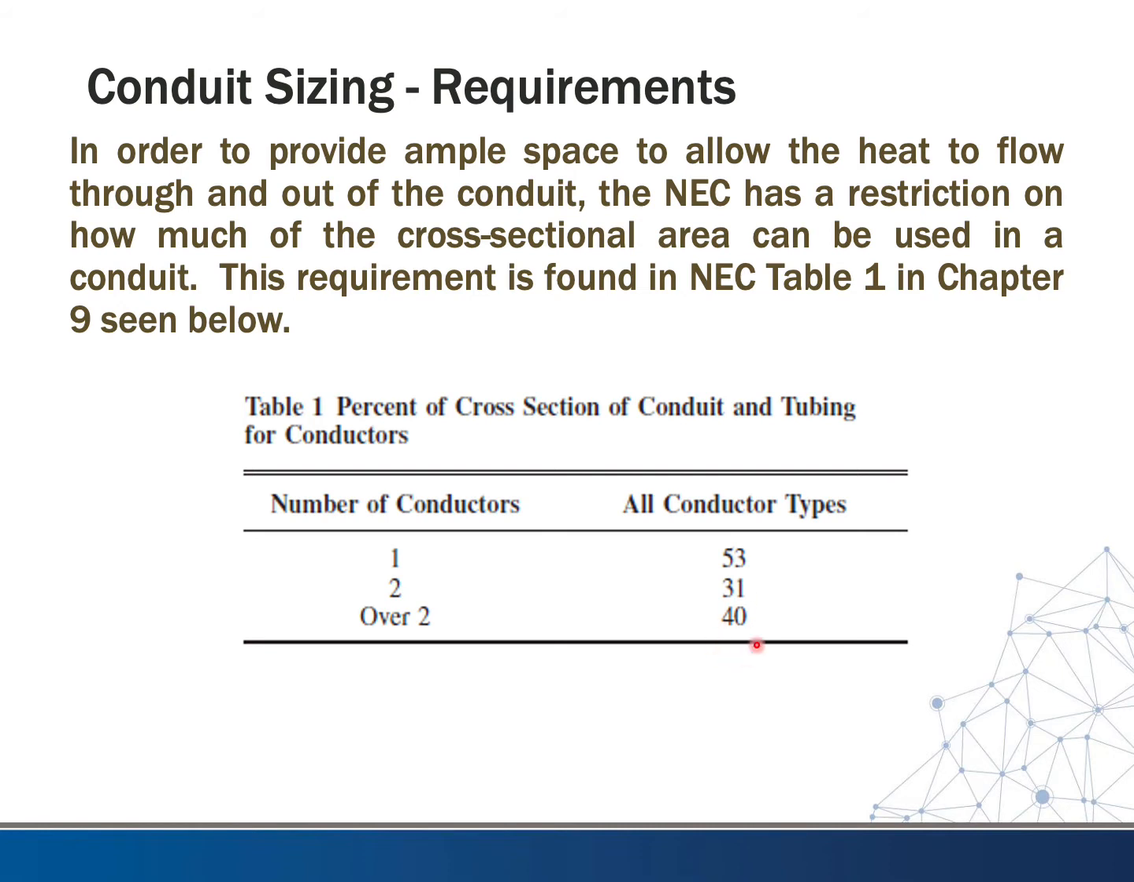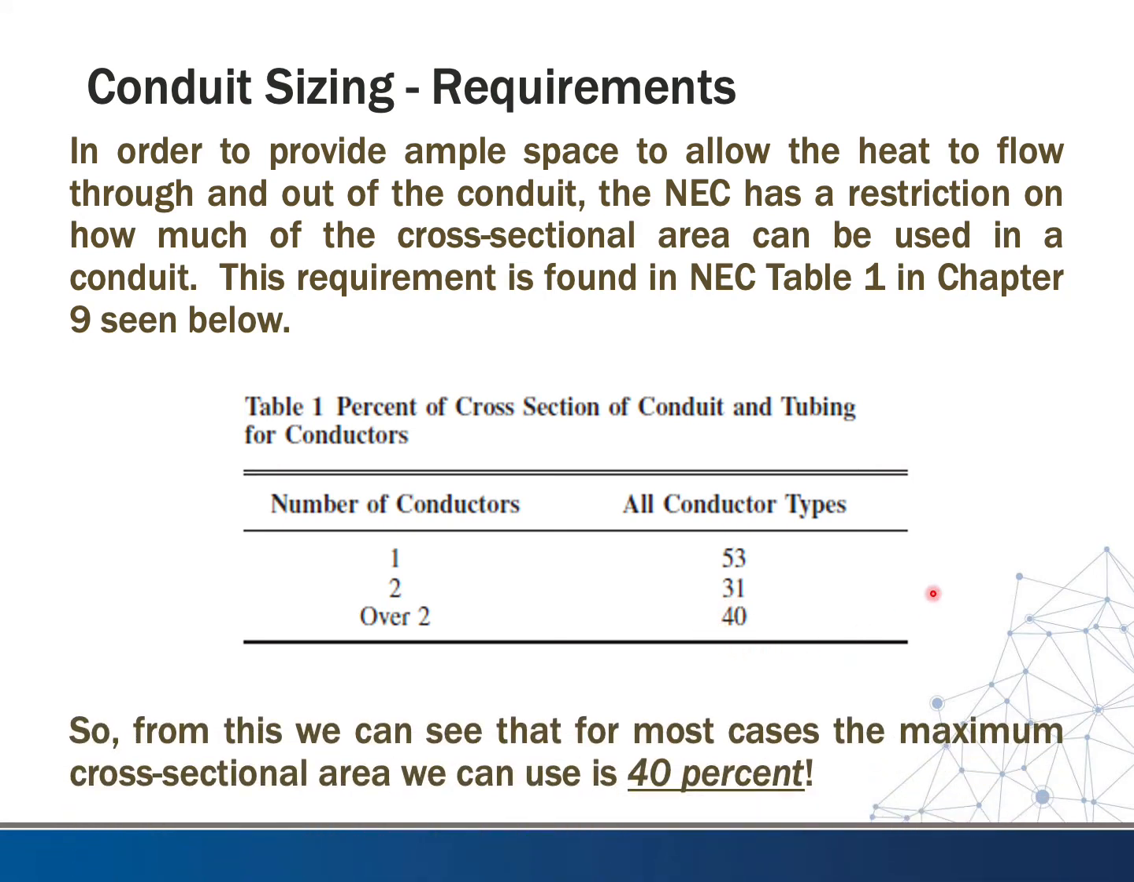And this is where we live most of the time, right? Because we usually have at least a ground, a neutral, and a phase conductor. So that being the case, we almost always use the 40% fill number. So again, from this we can see that for most cases the maximum cross-sectional area that we'll be using in the circuits that we design, our branch circuits, is 40%.